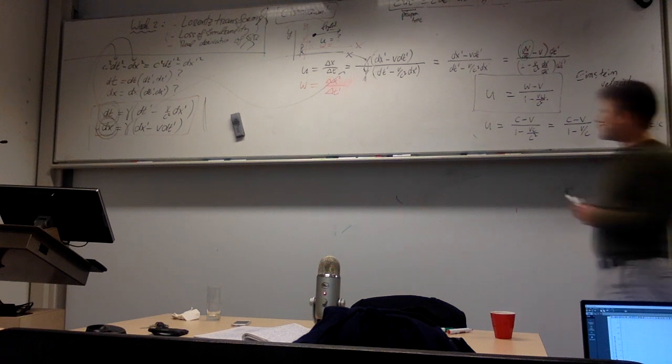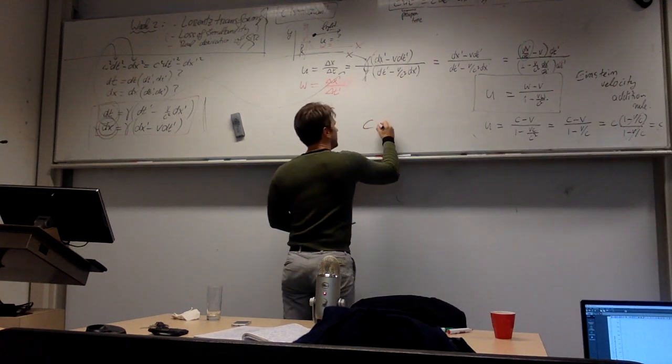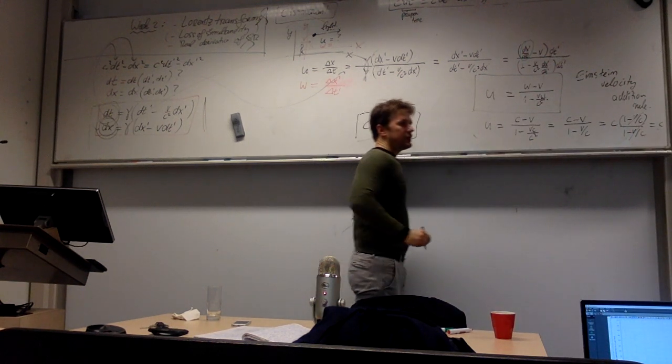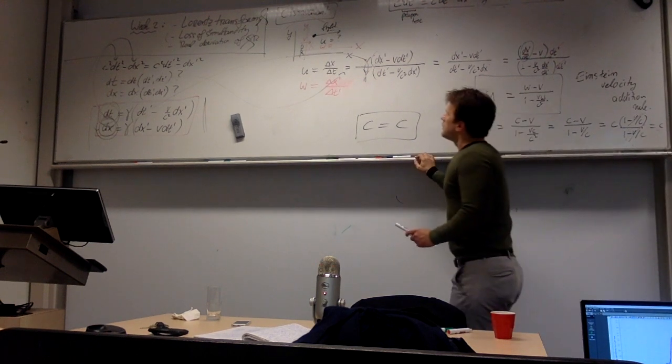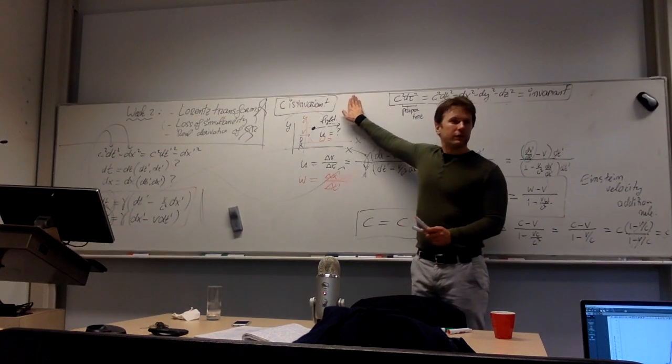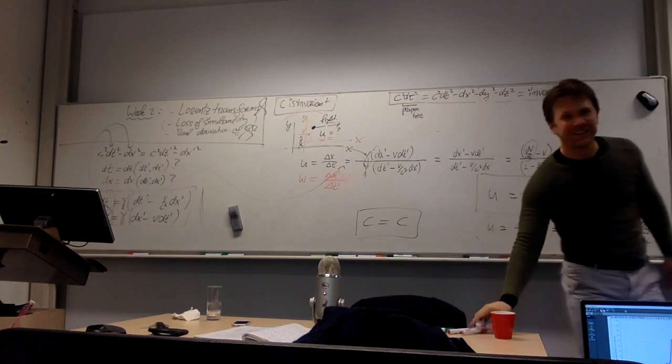So what we have found now is that c is the same in all inertial systems. It doesn't even matter which v, how fast two people are moving. For all people moving with respect to each other, they will all see the same speed of light. That's exactly how Einstein started. That's so cool, isn't it?